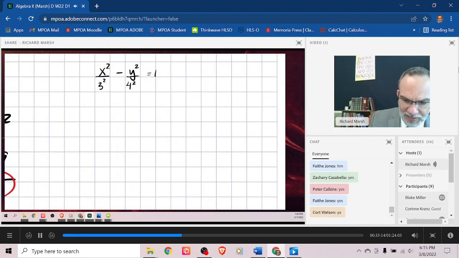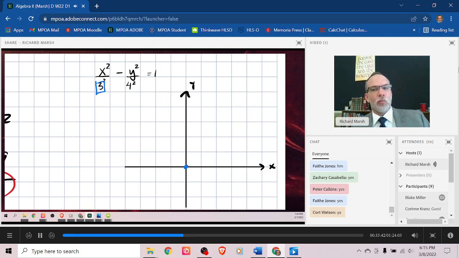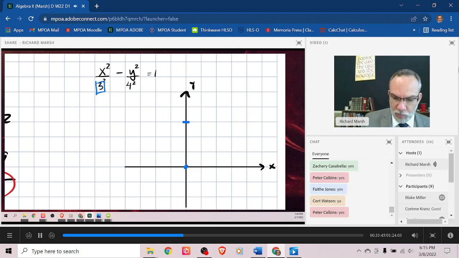Okay, how do I graph that? My center is still 0, 0. So let me draw my coordinate axes. X and Y. My center is still 0, 0. Now, do you see that x underneath here has a 3 as a root of that? Go up 1, 2, 3. No, I'm sorry. Not up. Go right 1, 2, 3. Go left 1, 2, 3.